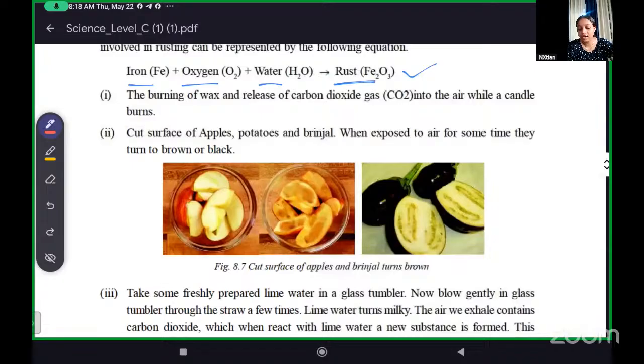Then, when we cut the surface of apples, potatoes, brinjals, fruits, and vegetables, they turn brown or black in color. When they're exposed to air, a reaction takes place and they change color, and then they slowly get spoiled. That is also a chemical reaction.